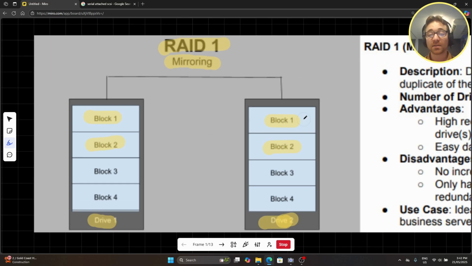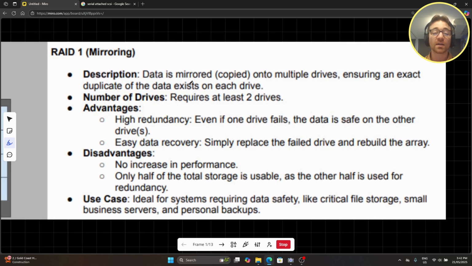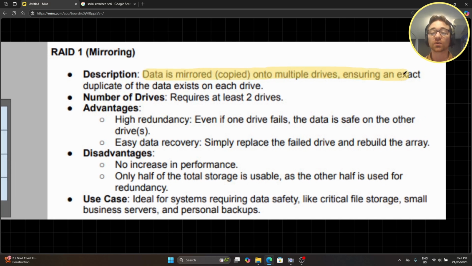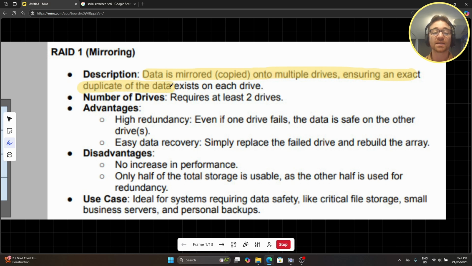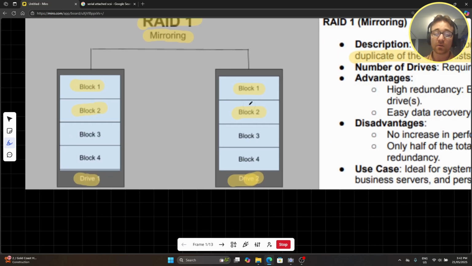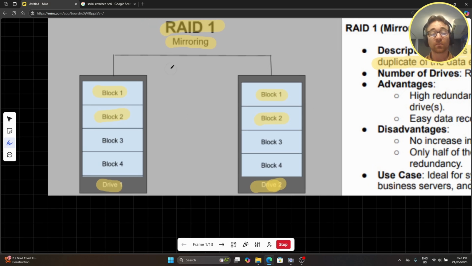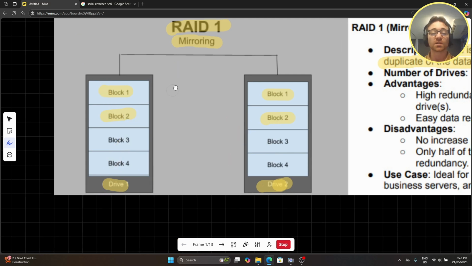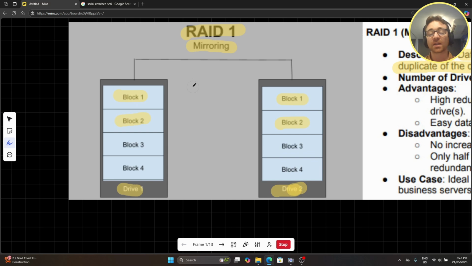So what you can see here is it is the opposite, right? Data is mirrored or copied onto multiple drives, ensuring an exact duplicate of the data exists on each drive. It requires at least 2 drives to do. Now, I'm sure we can immediately start to think of the advantages, right? The advantage is if one drive goes down, that's okay. We still have all that data in this drive. But think about the disadvantages. We don't have that speed. We don't have that increased read and write input and output.